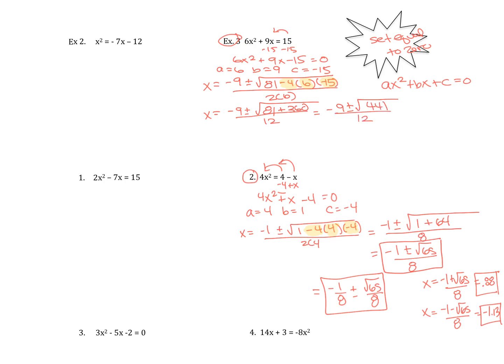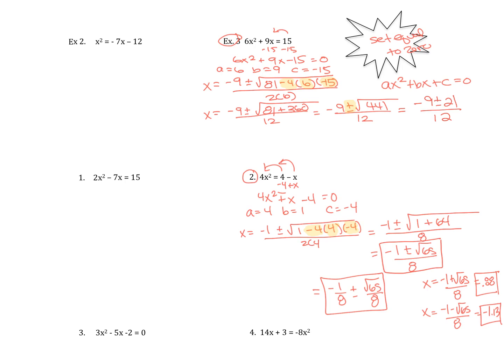On a quick side note, you cannot cancel anything at all right now. Do not even cancel the factor of 3 between the 9 and the 12. You can't cancel anything because of the plus minus. So no canceling, no reducing, anything of that nature right now. So 441 is a perfect square. If you do that on your calculator, you're going to find 21. So this is negative 9 plus minus 21 over 12.